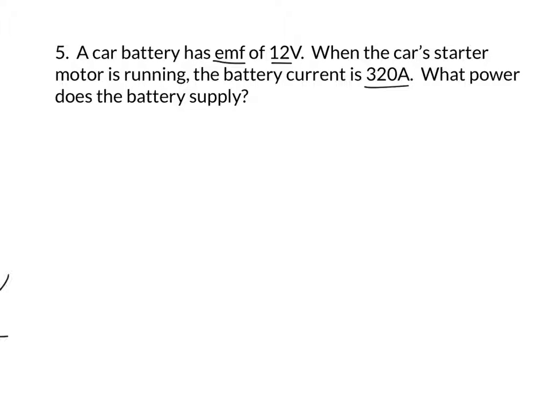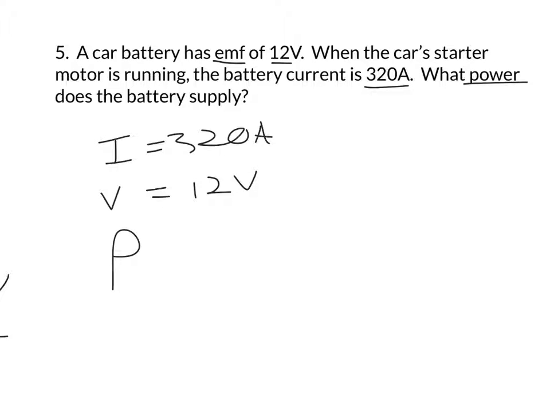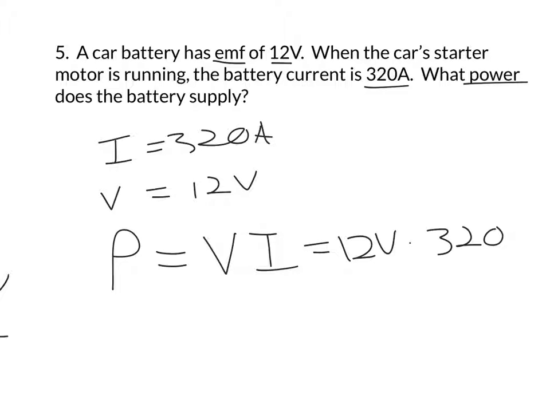Let's see what we got here. We have a current of 320 amps. We have a voltage of 12 volts. And we're looking for power. Now we do want power, okay? Everybody wants a little power, right? Power equation for an electric circuit is power equals VI. Oh, so this is super easy. 12 volts times 320 amps.